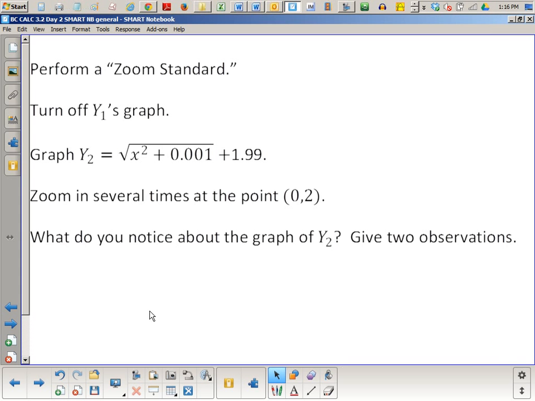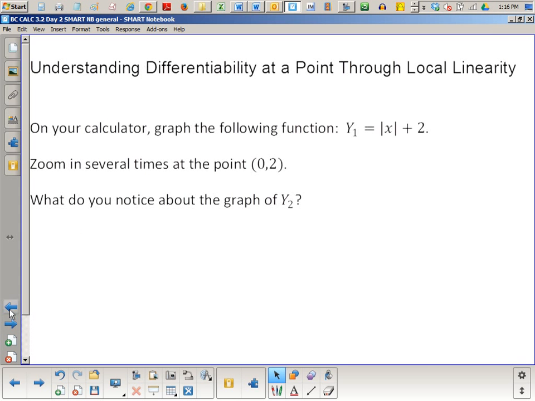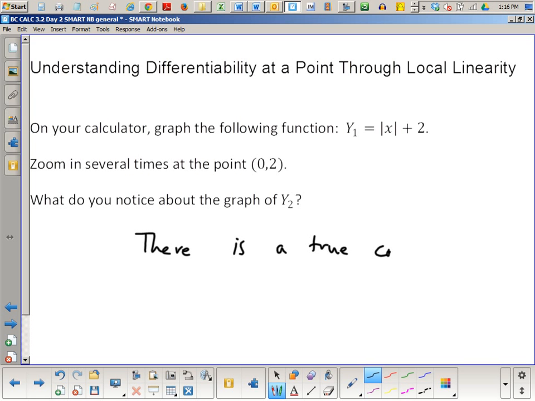So I'm going to go back and write down some observations here, and then we'll talk about this a little bit more. So on the first graph, the first thing we noticed was that we had a corner, right? There is a true corner at x equals 0, right? And we can see that no matter how far you zoom in, a corner is a corner. So I'll just put no matter how far we zoom in.